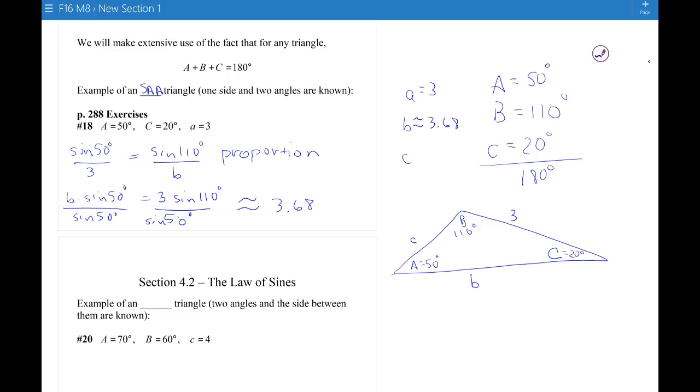This is an example of an SAA triangle because I knew two angles, A and C, were given to me, but the side length I knew was not the side length in between, so it wasn't an ASA.